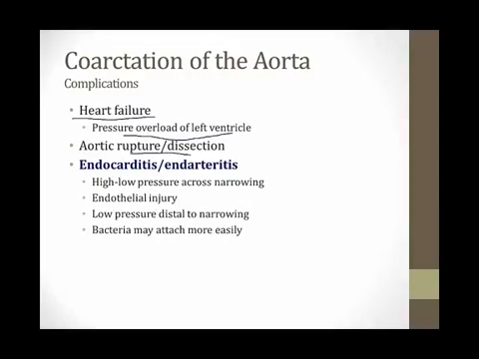And then finally, these patients are at risk for endovascular infection. This means infections inside the vascular tree. It often means endocarditis, infection of the heart valves, or endarteritis, which is infection of the arteries. The reason this happens with greater frequency in coarctation patients is because the high-low pressure across the narrowing can injure the endothelium, and this is a setup for bacteria to adhere to the vascular tree. In addition, there's low pressure distal to the narrowing, and this makes it easier for bacteria to attach.